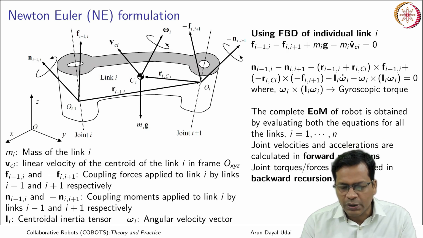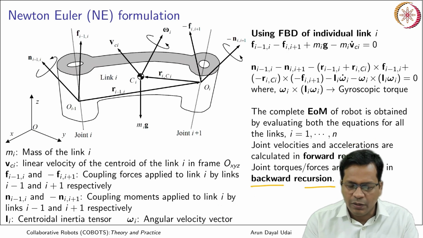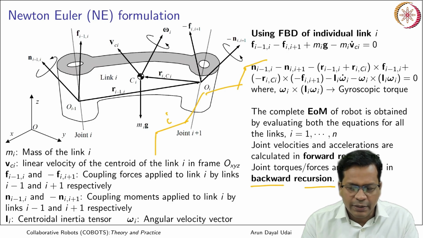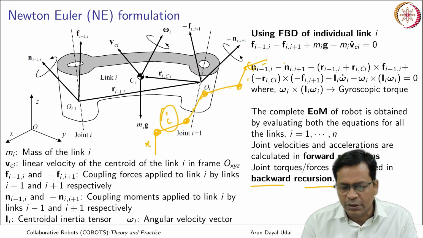Joint torques and forces are evaluated in backward recursion. You again know that; we have done this in statics. If I am considering the ith link, all the links which are after this will have an effect on the joint torque or the moments coming on this link. So the forces and moments of this link are affected by the links which are after this, not the links before this. That is the reason it is done in the backward recursion.